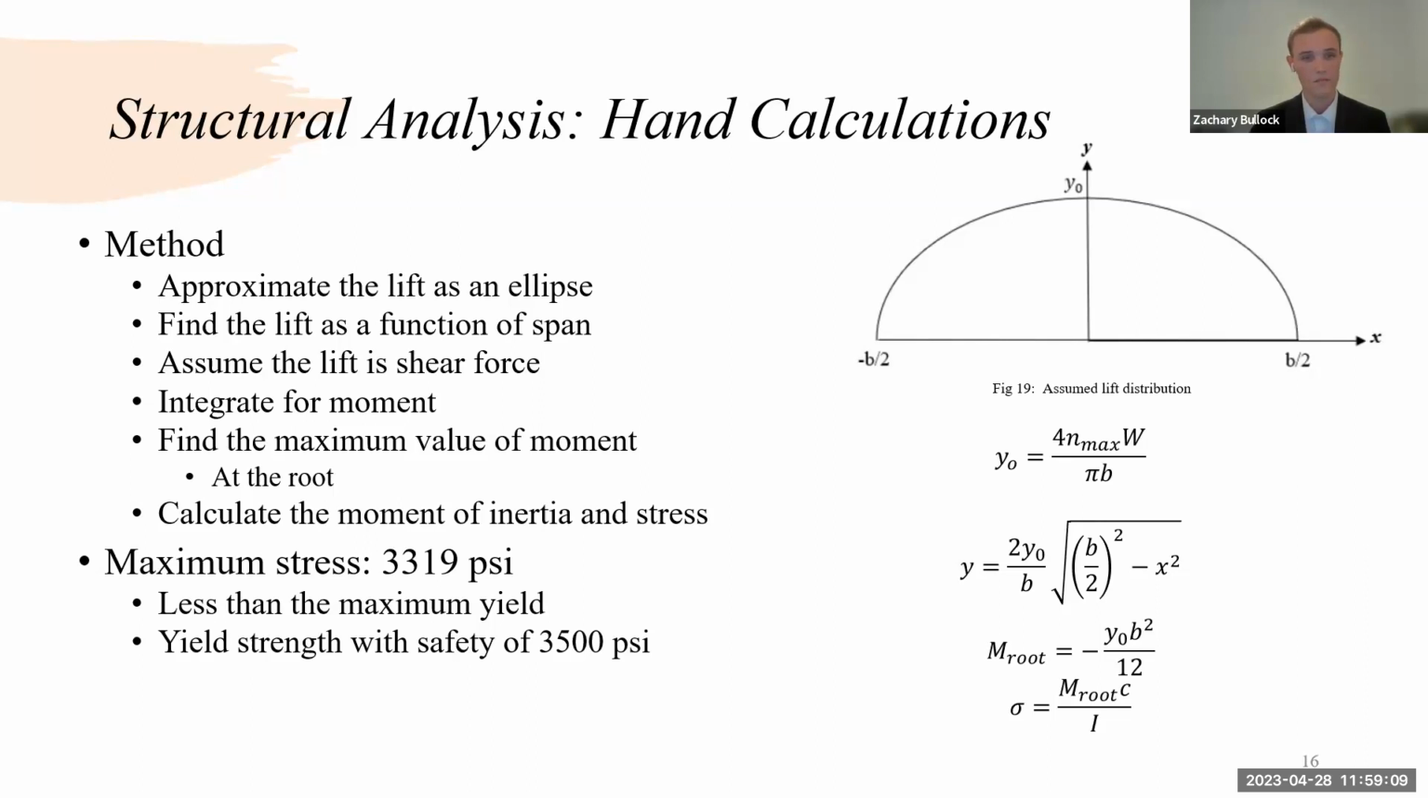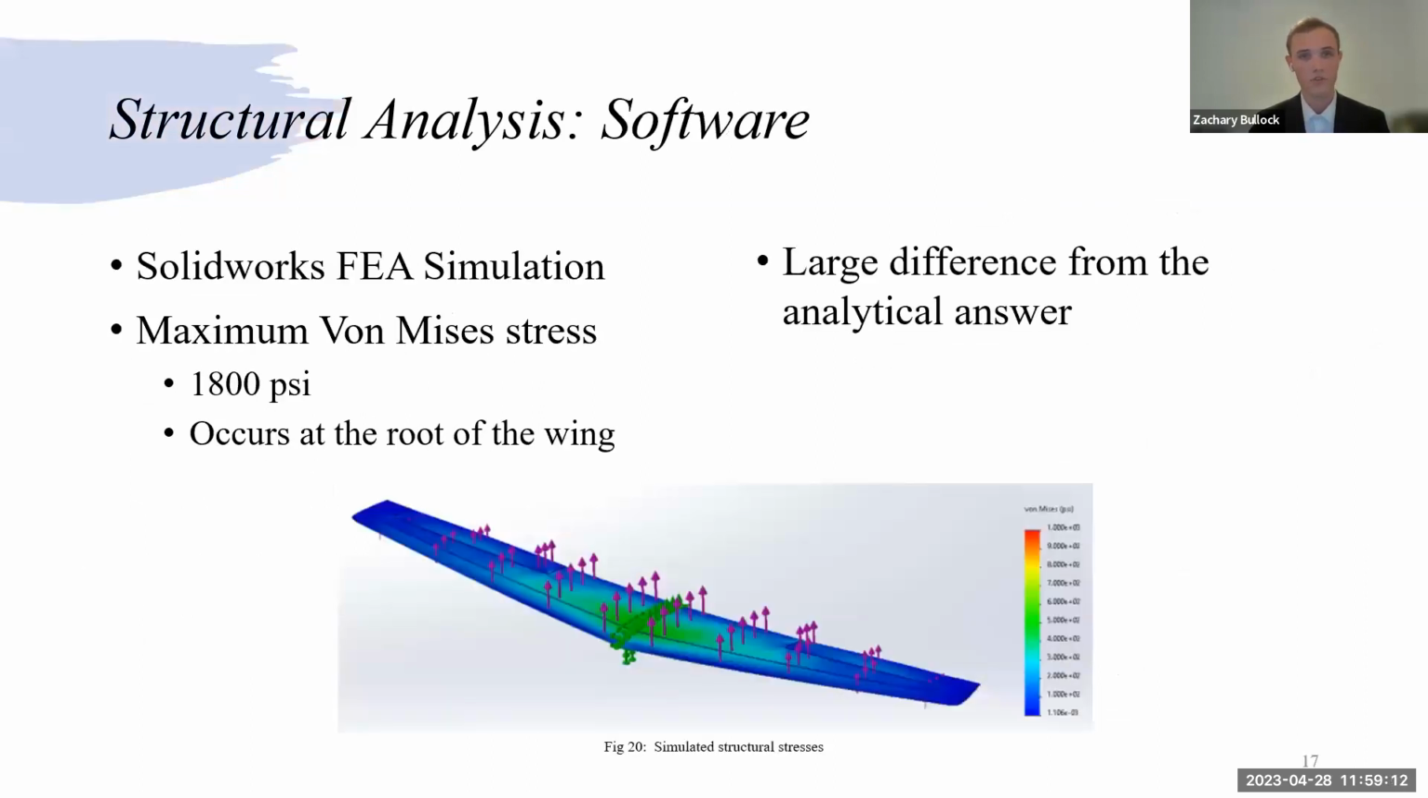Next slide, please. We also performed a structural analysis using software in SOLIDWORKS Finite Element. We applied the elliptical stress distribution across the upper surface of the wing normal to the horizontal plane and found that the maximum stress occurs at the root of the wing as expected at approximately 1,800 PSI, which is a large difference from our analytical answer because of the skin of the wing vastly increasing the area moment of inertia of the wing and thus reducing the stress that occurs at the root. Next slide.